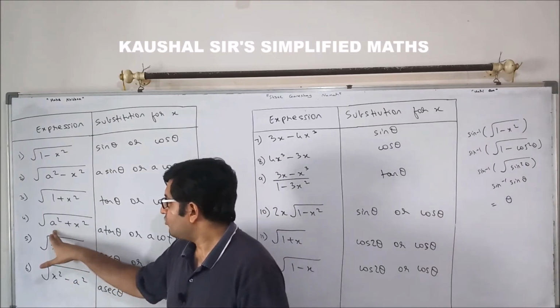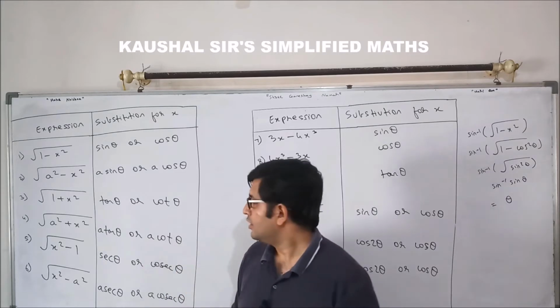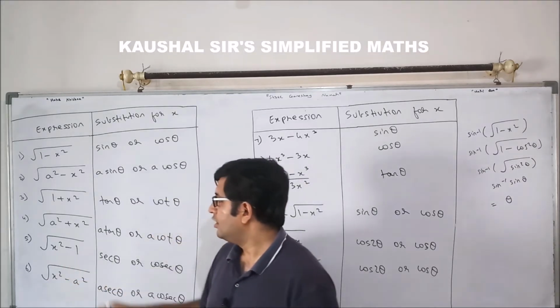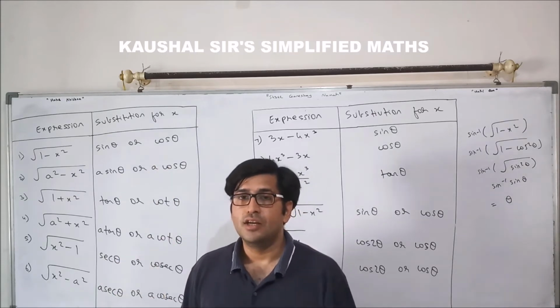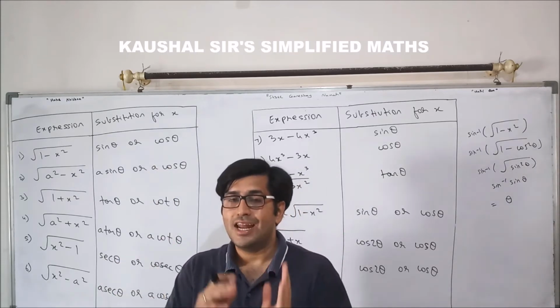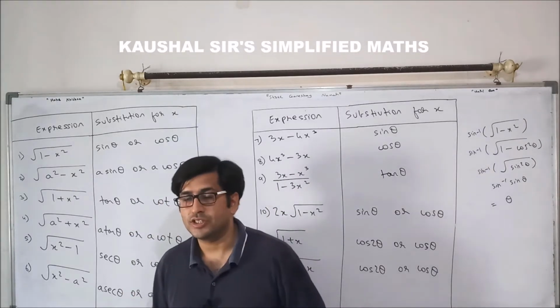So if we have root of a square plus x square, you can go for a tan theta or a cot theta. If you have root of x square minus 1, then if you put sec theta, under the root we will get sec square theta minus 1, which is root of tan square theta, and we get tan theta. So students, now you understand why we are doing the following substitution.